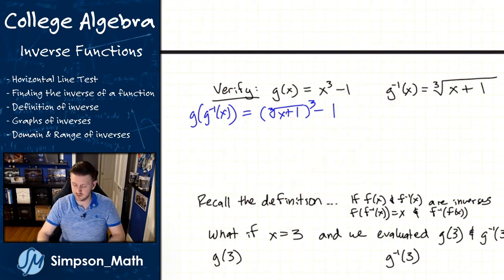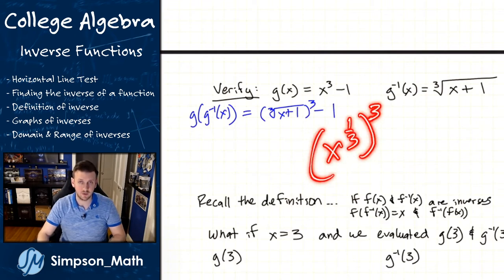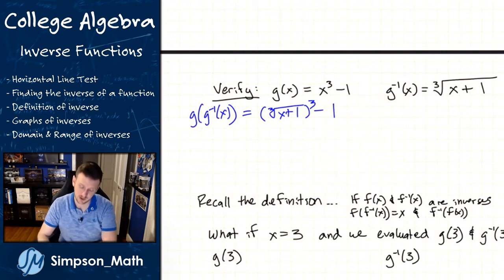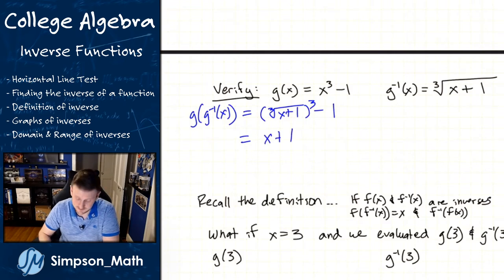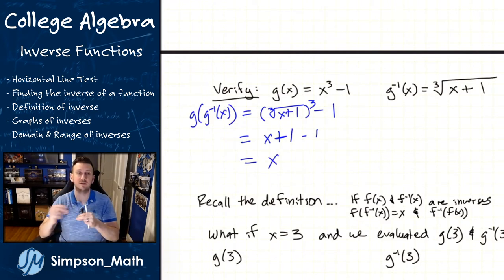They reduce to 1, or vice versa, x to the 1/3, and I cube it, power raised to power, 1/3 times 3 is just 1. They literally just reduce to 1. So we end up with x plus 1 to the first. Those parentheses aren't needed anymore, so just minus 1. And x plus 1 minus 1 is just x. Notice everything just starts popping and undoing.